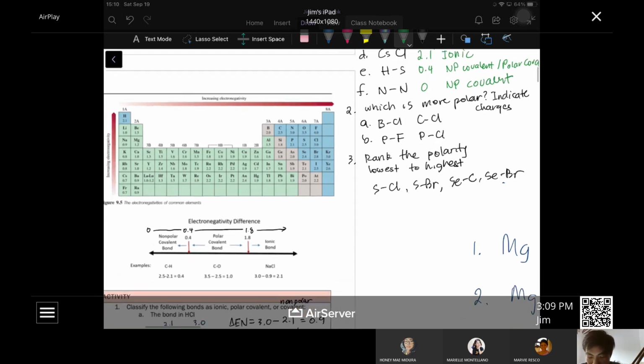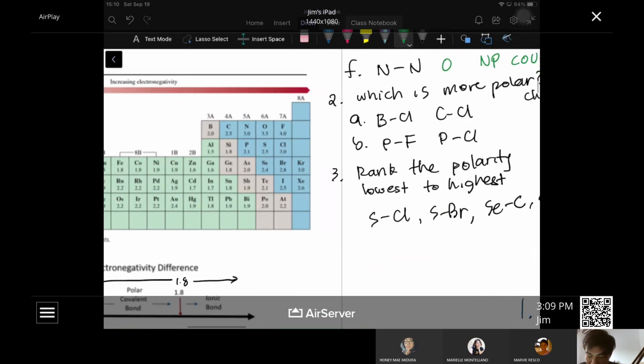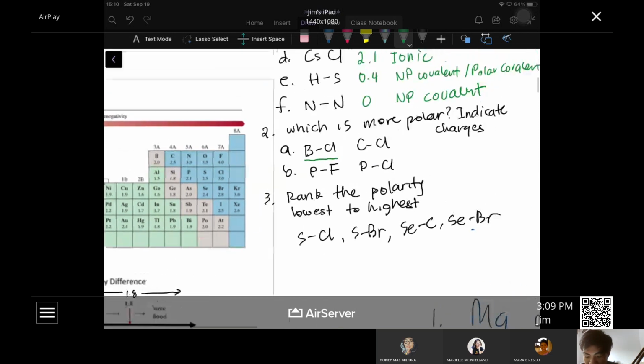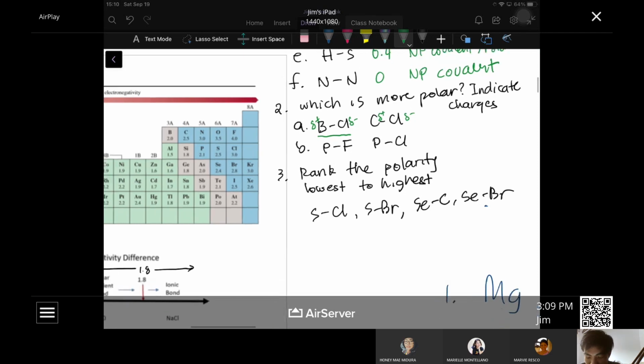Which is more polar: chlorine with beryllium, or with carbon? Siyempre, hindi, boron pala ito pati carbon. Siyempre, si BCl, this will be more polar. Then, I will indicate the charge. So, chlorine is more electronegative, so sa kanya yung partial negative. Partial positive sa mga least electronegative na. So, for boron and carbon, ayan.